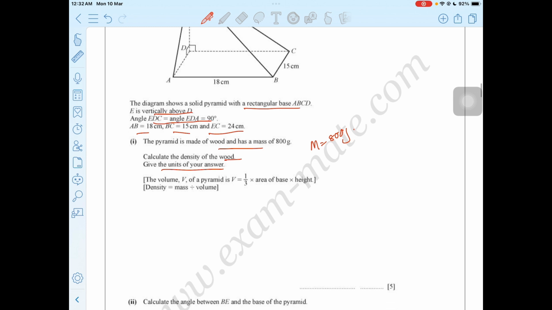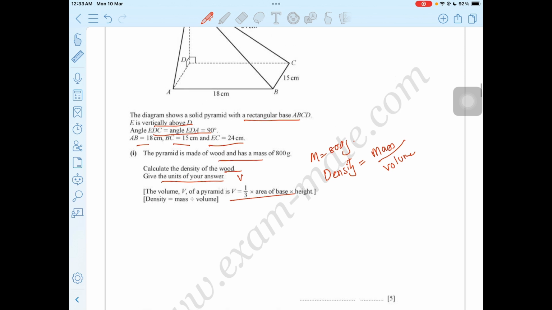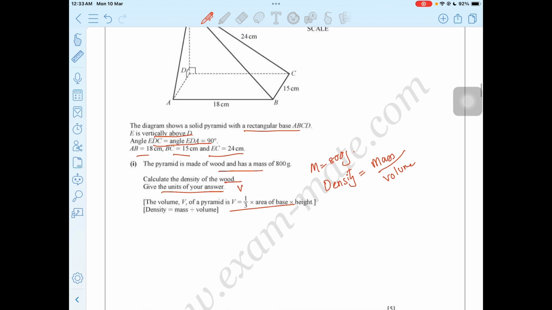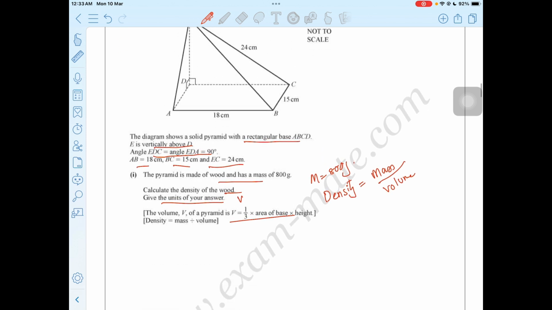Okay, so we need to calculate the volume, right? Because for density we have mass over volume, right? So we are given the volume formula. We have to calculate the volume, which is 1/3 times the area of the base times the height.